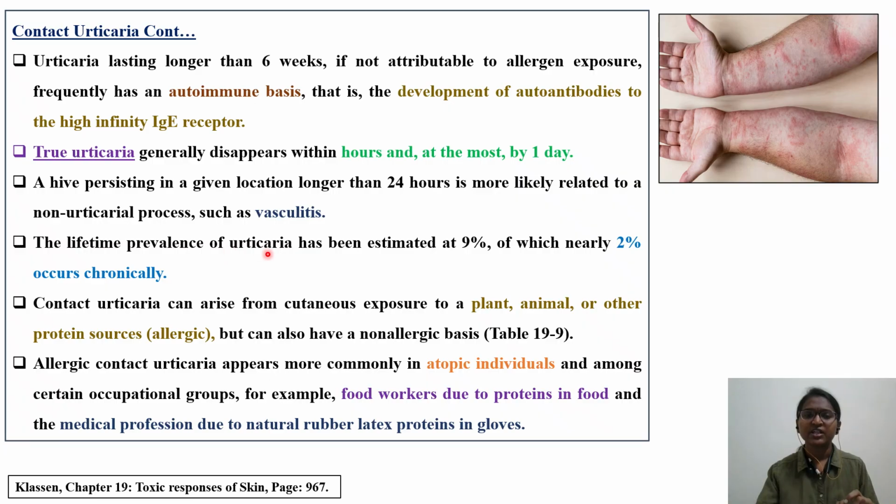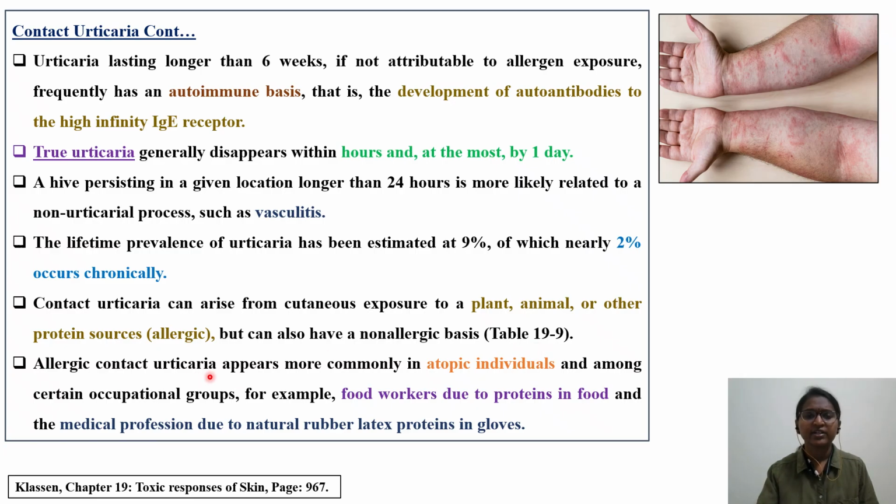Lifetime prevalence of urticaria has been estimated to be 9%, of which only nearly 2% occurs with repeated, chronic exposure. Contact urticaria can arise from cutaneous exposure to plant, animal, or other protein sources, allergic, but can have a non-allergic basis. In table 19.9, they have given the list of all the chemicals as well as the origins through which exposure might cause this contact urticaria. So we'll discuss that in detail.